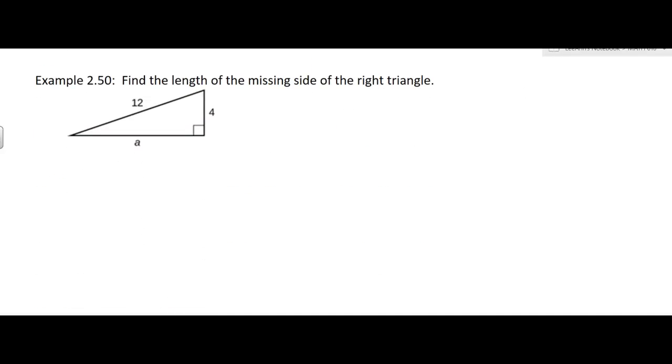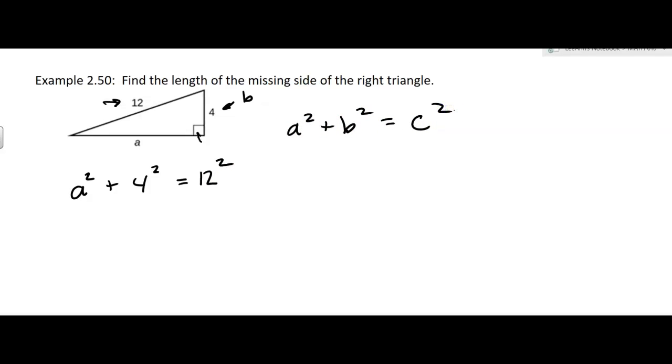Here in this example, it says find the length of the missing side of the right triangle. So it's a right triangle indicated by that little square. I have one side that's A. My other side is 4, so that would be like the B. And that's going to equal the 12 squared. So remember, I'm using A squared plus B squared equals C squared. So A is A this time, B is 4, and C is 12. Okay, to solve this, we're going to have A squared plus 16 equals 144.